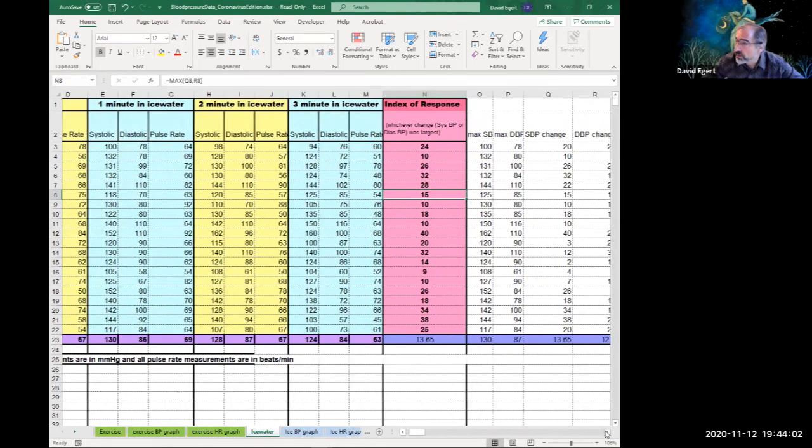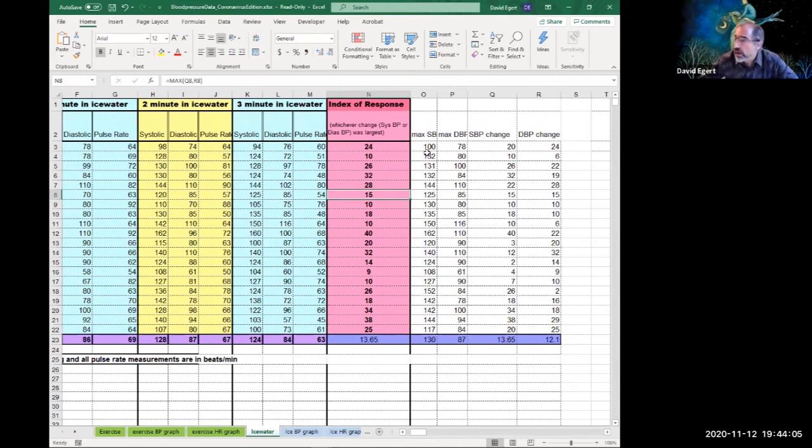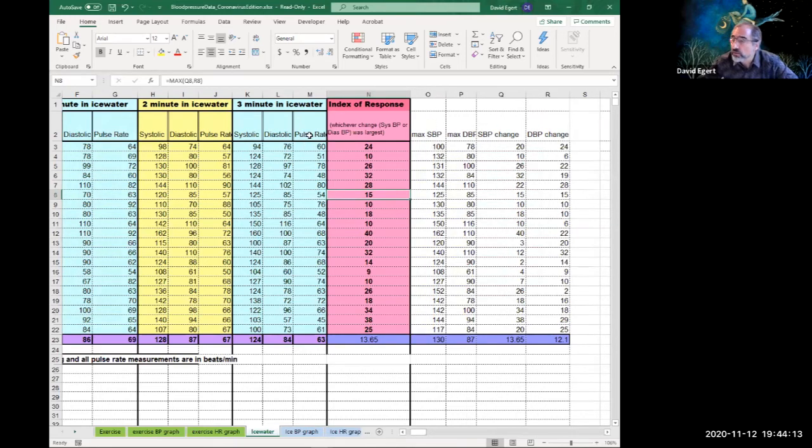I actually did these calculations here. This max systolic, all I did was look at the systolic for each of the ice water readings, and I used the Excel max function. So it's what is the largest of the diastolic, and what is the difference between the largest systolic or diastolic and the resting. Then I took the largest of those to be the index of response.